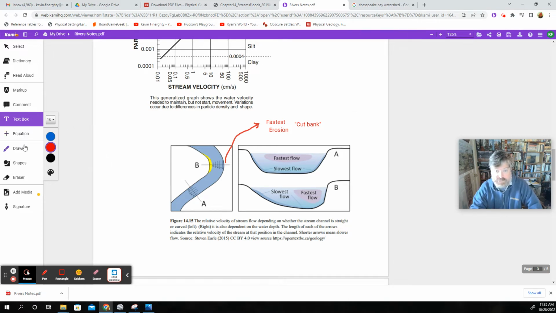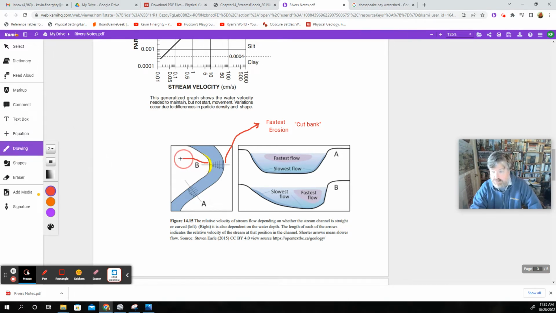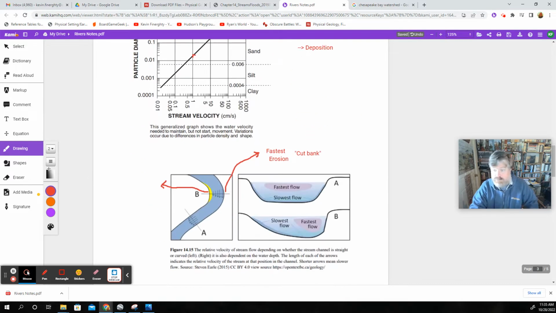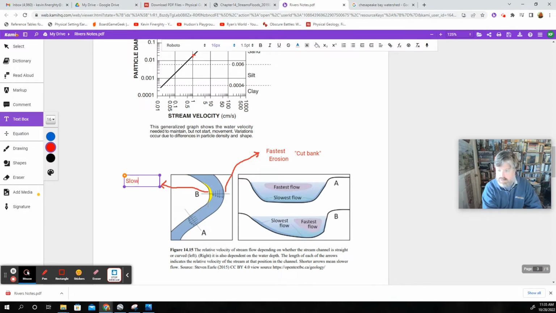All the opposite on the inside. On the inside of the curve, and they drew a little sandbar here, the water slows down. So again, back to our golden rule. When water slows down, there's deposition. Let's go there. Slowest, therefore deposition. Particles that were in the water going a certain speed, when it slows down, can't be carried anymore and get dropped off. They tend to call these point bars.